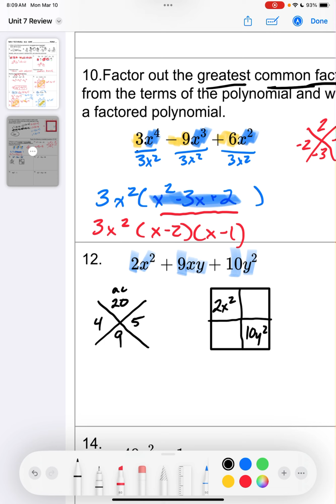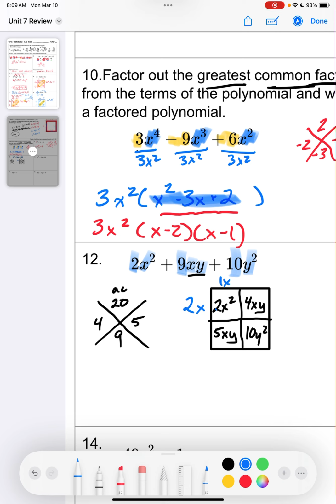Now normally we just put 4x. Today we're going to put 4xy because our middle term is xy. I'll factor over here first. I can factor it out of a 2 and a 4. I can factor out a 2. And then x in x, I can factor out an x, leaving me 1x up here.